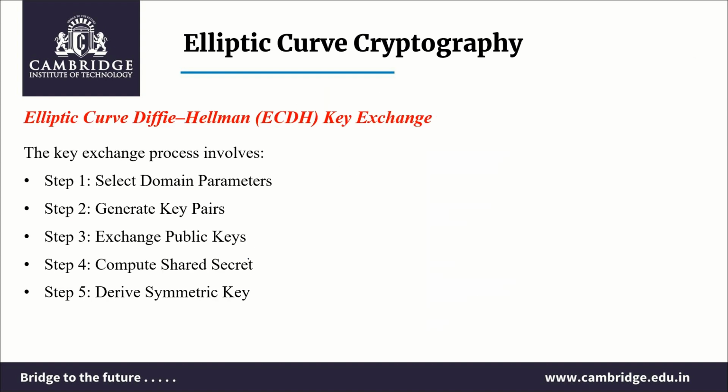Now let us try to understand what the elliptic curve Diffie-Hellman key exchange is. It basically involves 5 steps. The first step is to select the domain parameters. The second step is generating the key pair. The third step is exchanging the public keys, then computing the shared secret, and deriving the symmetric key. This is almost equivalent to what we have seen in Diffie-Hellman key exchange. So let's see what each step has.